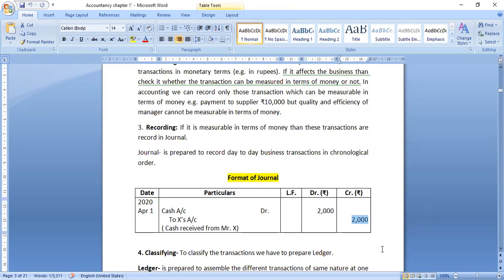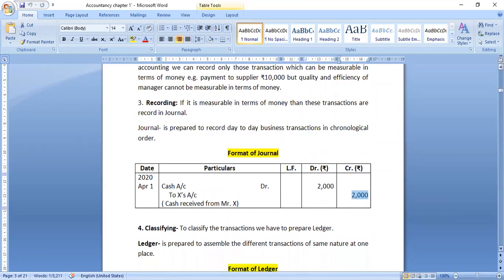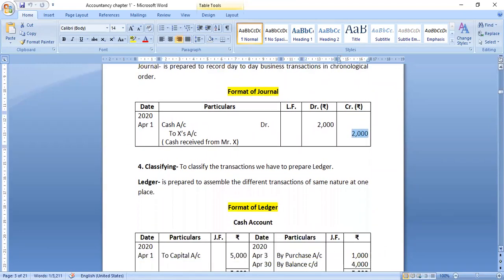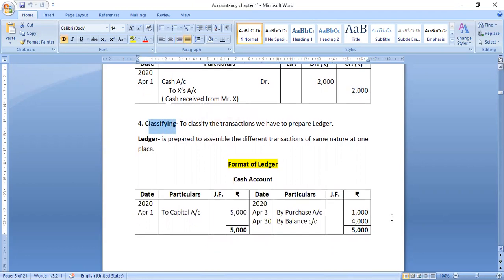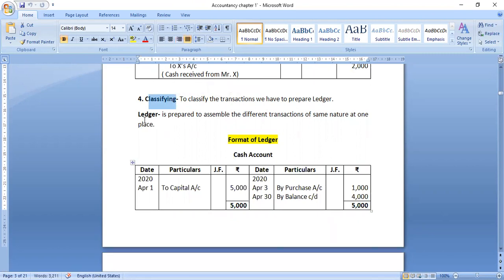But for the time being, we are learning the accounting, not the journal. So we will discuss it in the journal part. This is actually a chapter. Then, after recording the transaction, now you have to classify the transaction. To classify the transaction, we have to prepare the ledger.